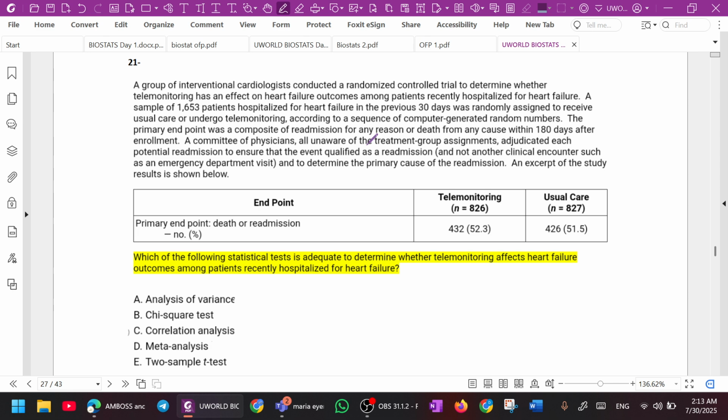Okay, so correlation analysis is the one. So what are you going to correlate here? Correlation analysis is negative one to plus one, whatever. So what will be your correlation analysis here? What will be your two points? Heart failure and without heart failure.